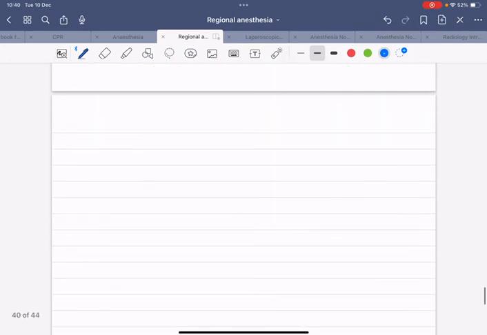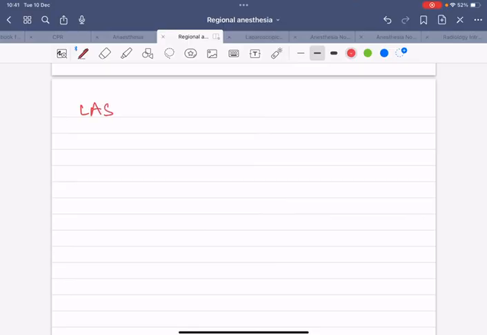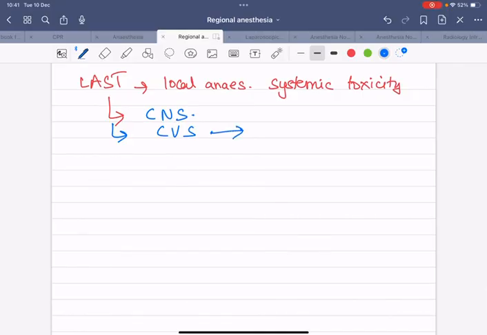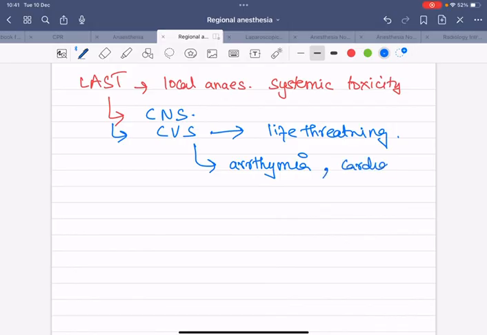Okay. And in the last, we must understand a very important topic that is known as LAST. So what is LAST? LAST is local anesthetic systemic toxicity. So local anesthetic systemic toxicity in the patient can cause symptoms in relation to your central nervous system and cardiovascular system. Please remember, cardiovascular system symptoms are life threatening. So patient can develop arrhythmias, patient can develop cardiac arrest also.